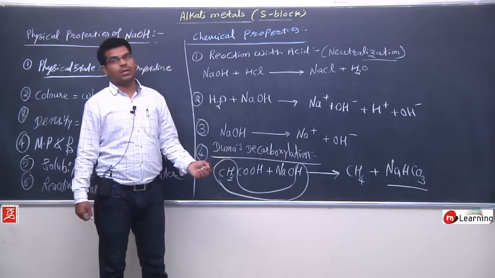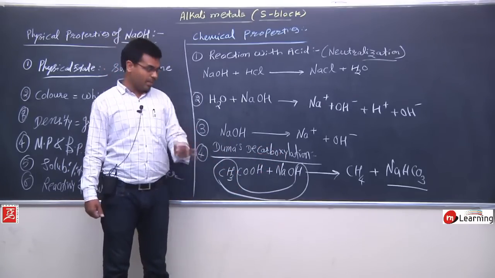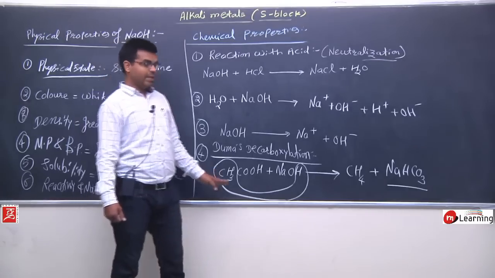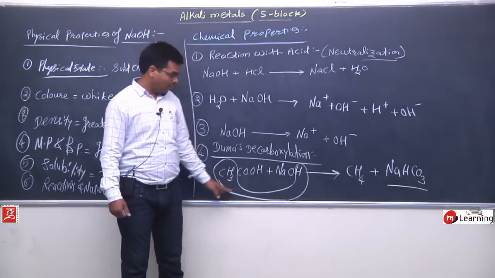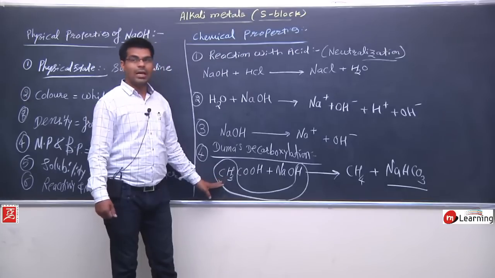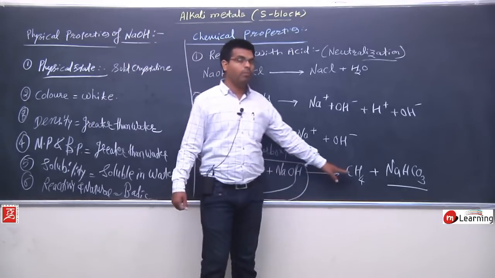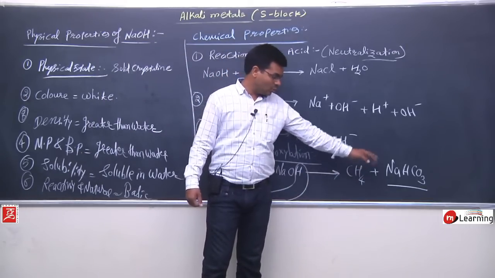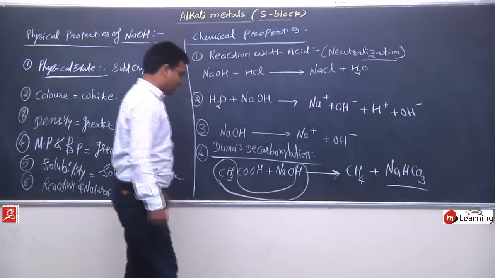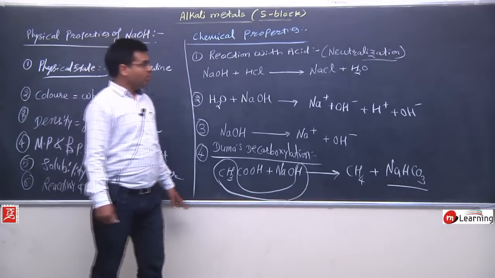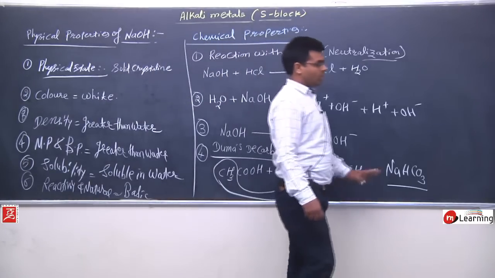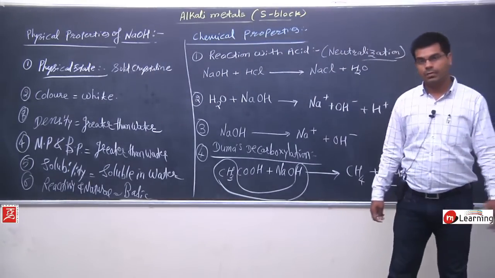It is also used in the preparation of methane. It is a reaction for the preparation of methane. Acetic acid CH3COOH reacts with caustic soda NaOH, and hydrogen reacts with the methyl group and forms CH4 plus sodium bicarbonate NaHCO₃. These are the most important topics of sodium hydroxide.